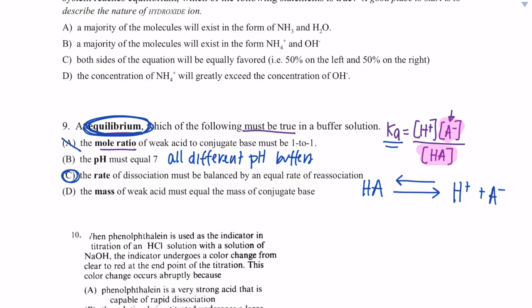D, the mass of weak acid must equal the mass of conjugate base. The masses are irrelevant once you're in moles. It really just depends on the molecules. One acid could weigh a lot more than the base, but it doesn't keep it from donating a proton. So the mass is not relevant. So C is the answer.